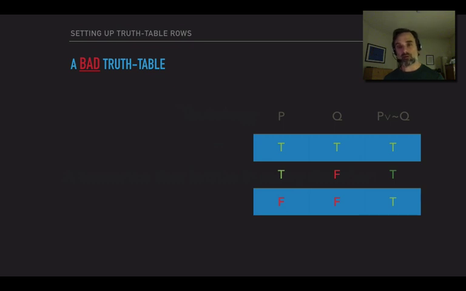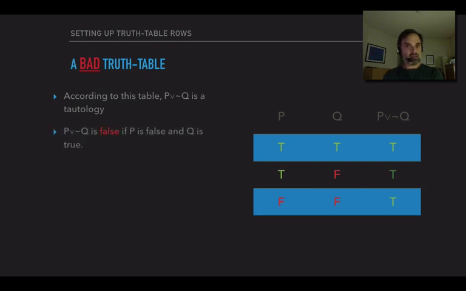So here we have a truth table for the sentence P or not Q. And if we look at this table as we've set it up so far, according to this table, P or not Q is a tautology because it's true on all of the rows of the truth table. But this sentence can be false. In particular, P or not Q is false when P is false and Q is true.